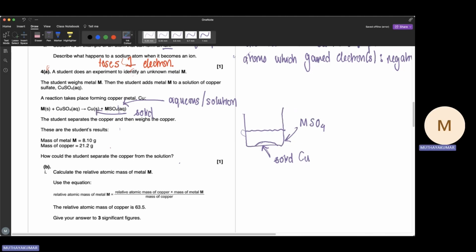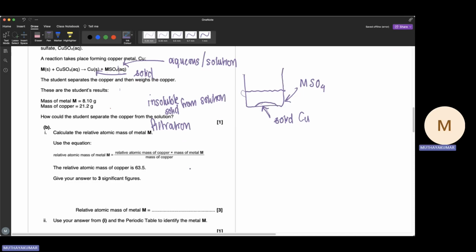So we need a separating technique that can separate solid metal, in this case, from a solution. And the separating technique that can separate an insoluble solid from a solution is filtration. It's the same technique you would use for sand and water. So sand is an insoluble solid. It does not dissolve in water. And this is similar to that situation. So you have copper solid, which is insoluble, and you can use filtration to filter that out, to separate that.